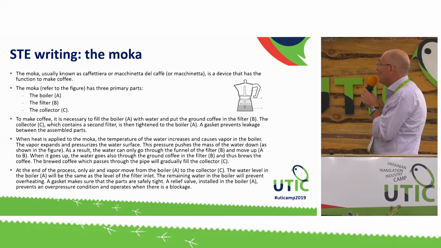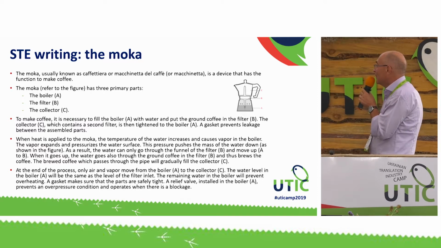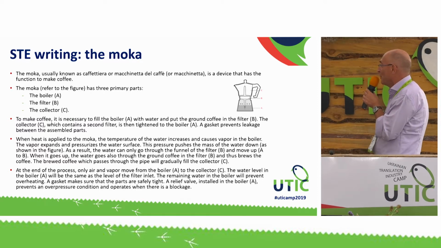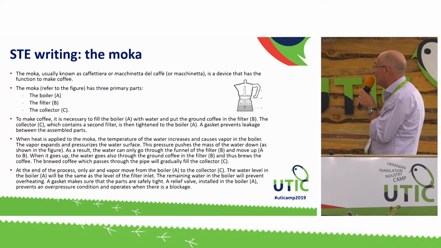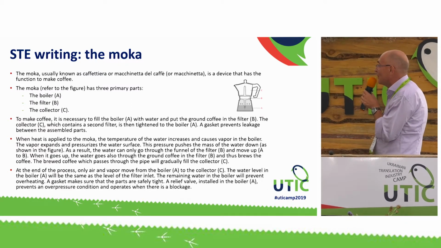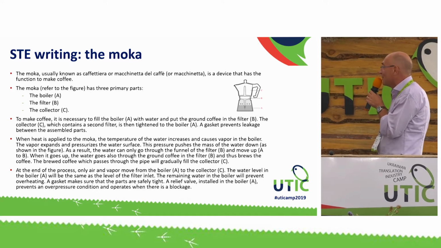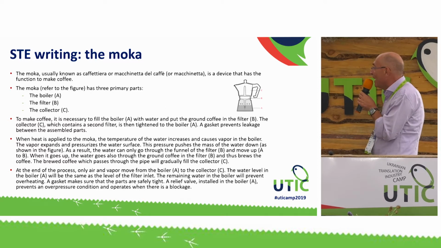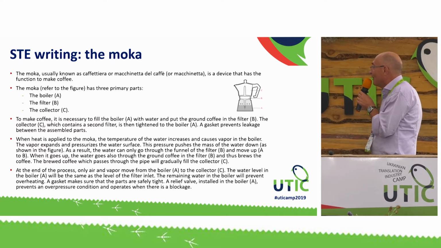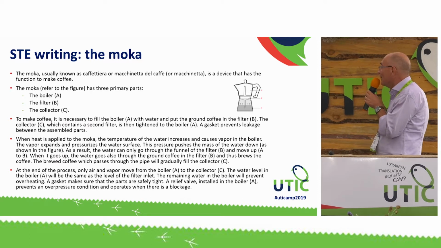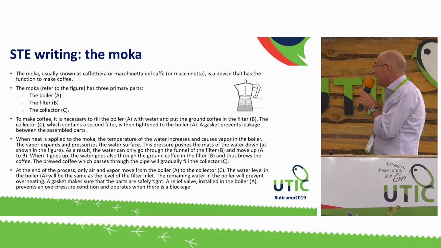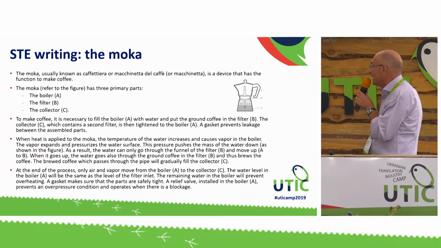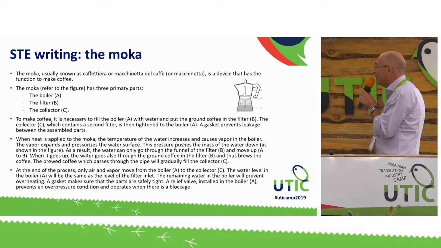When it goes up, the water goes also to the ground coffee in the filter B and thus produces the coffee. The brewed coffee which passes through the pipe will gradually fill the collector C. At the end of the process, only air and vapor move from the boiler A to the collector C. The water level in the boiler A will be the same as the level of the filter inlet. The remaining water in the boiler will prevent overheating. A gasket makes sure that the parts are safely tight. A relief valve installed in the boiler A prevents an overpressure condition and operates when there is a blockage.